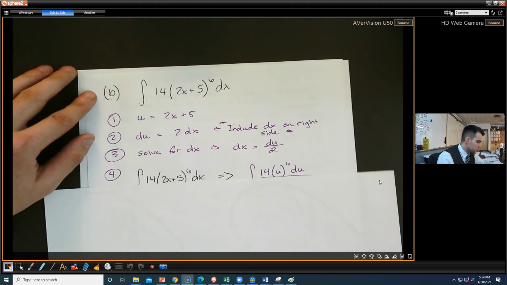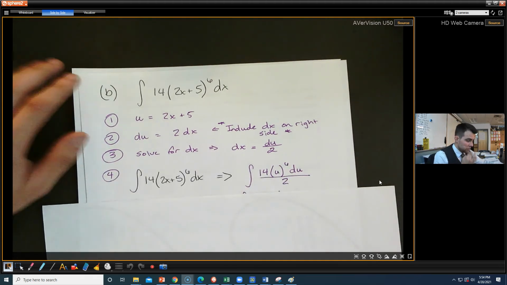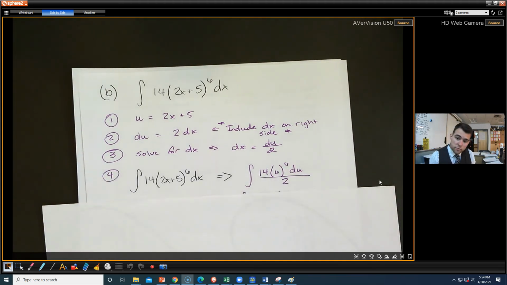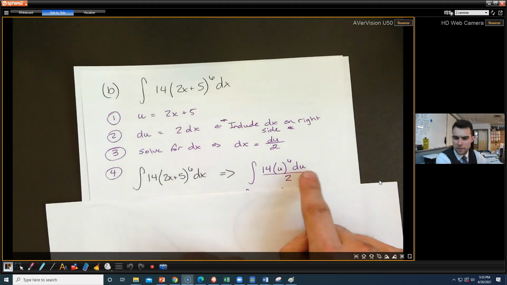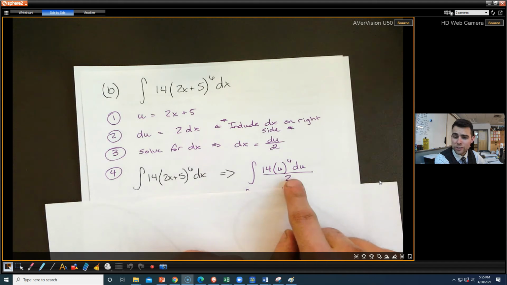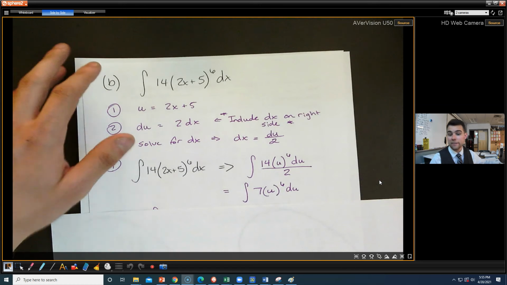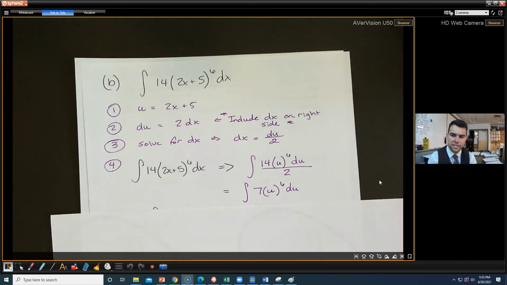Okay. So step 4 is actually replacing my inside function with u and replacing dx with our du term. In this case, my u just goes in here. And my du was over 2, so I'm dividing this whole thing by 2, which means this 14 reduces to 7. Okay, so I have to integrate 7u to the 6.